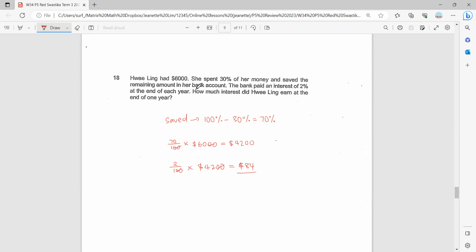Okay, so with that, that's the end for this red swastika paper for 2022 term 3.